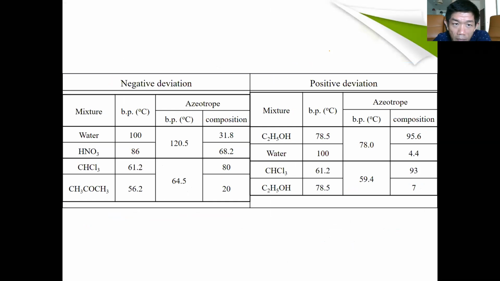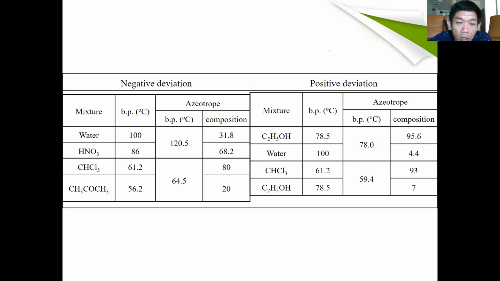So these are the examples of the negative and positive deviation mixture. For example, water boiling point 100 degrees Celsius, nitric acid 86. So the azeotropic mixture boils at 120.5 and the composition where nitric acid is 68.2. Another example is between chloroform and propanone. Boiling point of chloroform is 61.2. Boiling point of propanone is 56.2. So their azeotropic mixture boils at 64.5 degrees Celsius under the composition of chloroform 80% and propanone 20%. Okay, so this is for examples of negative deviation.